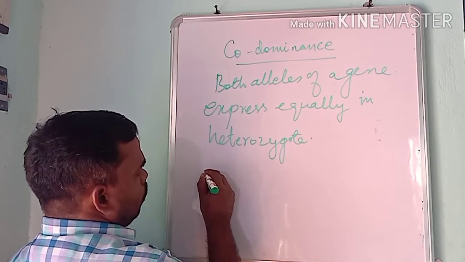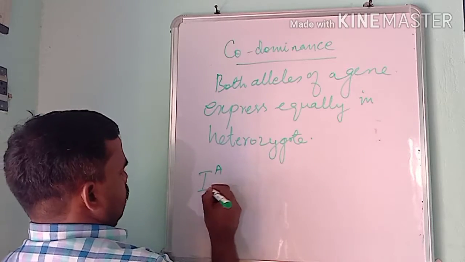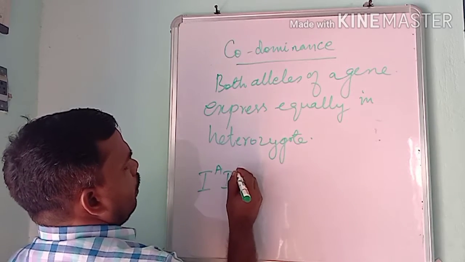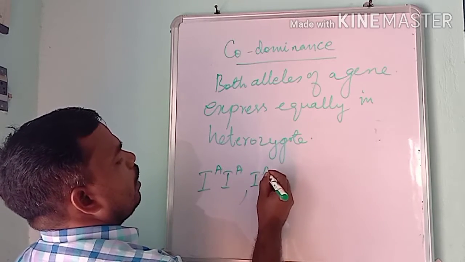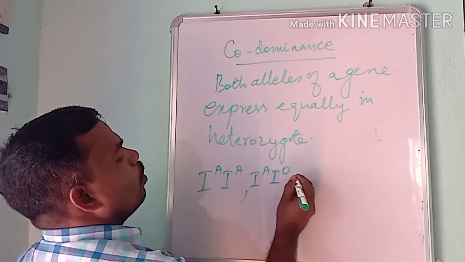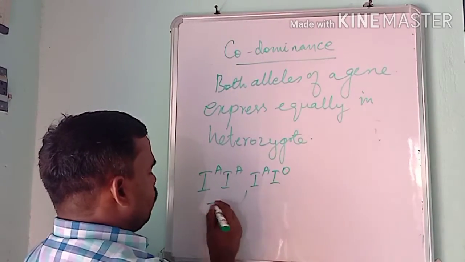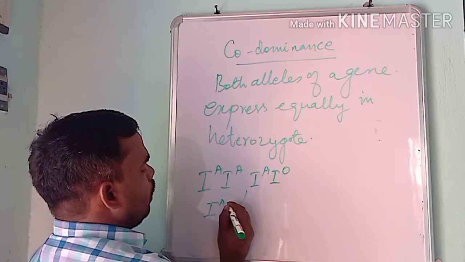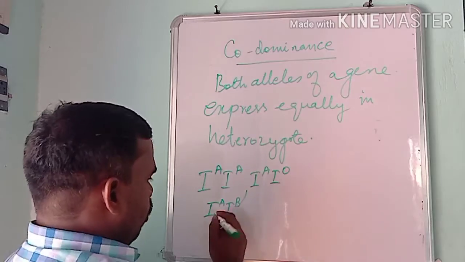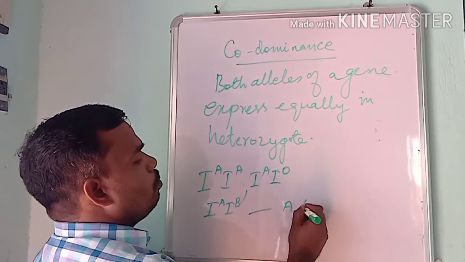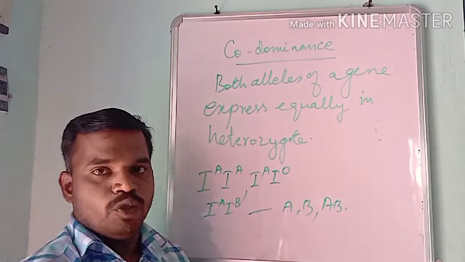for A blood group, the alleles can be IA IA or IA IO. Both the things will be expressed. For example, in AB blood group the alleles are IA and IB. So both the things will give A group, B group, AB group. Do you understand what I am saying?